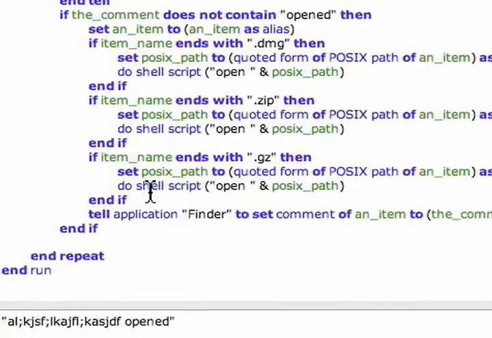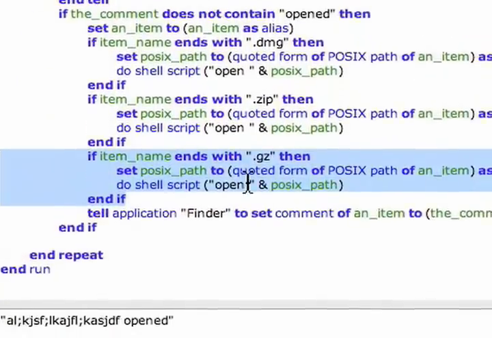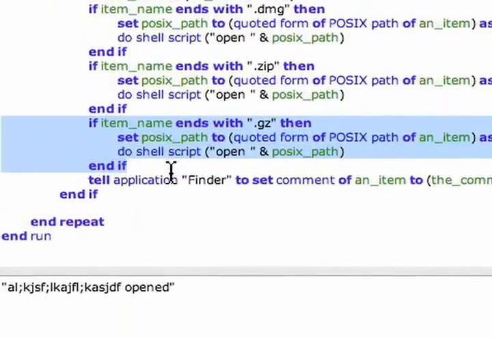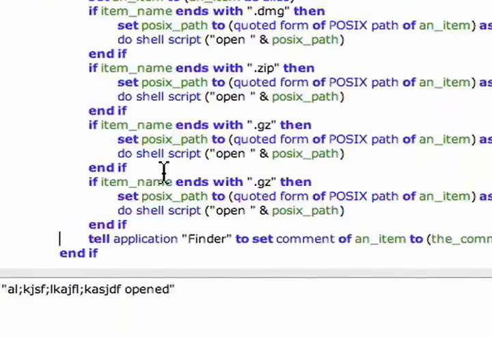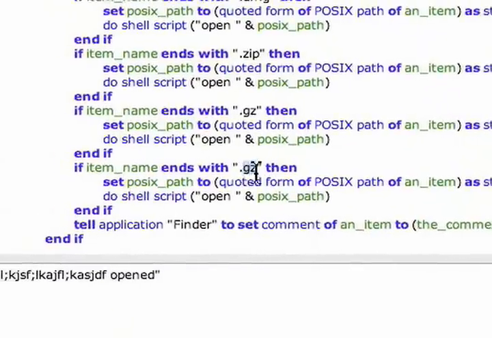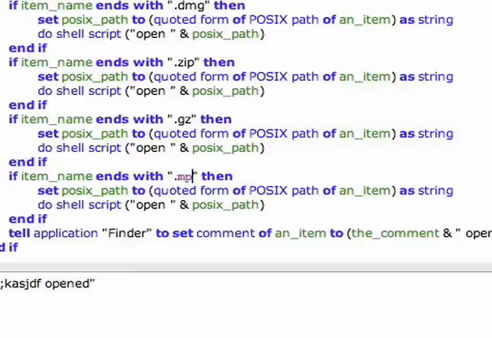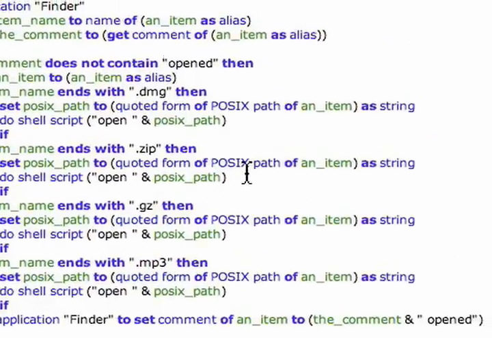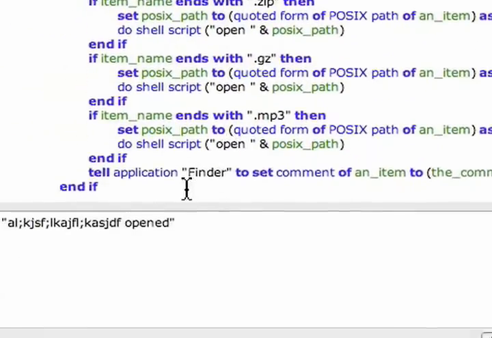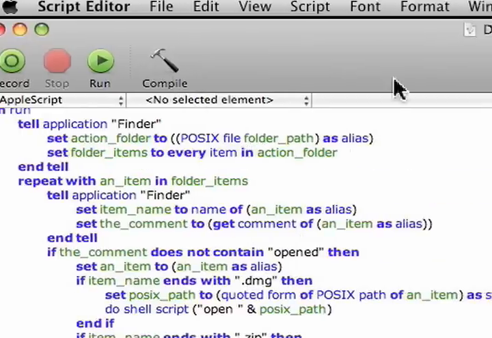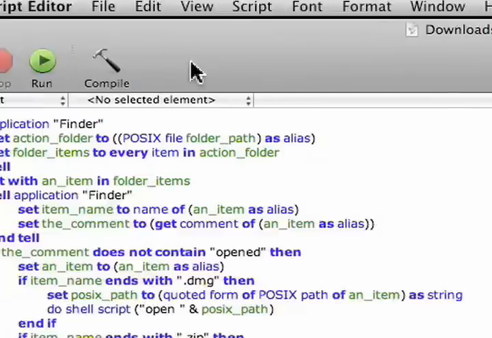If you want to add file types, say we want to add an MP3 file type, just copy that part right there, paste it in, and edit the GZ to the file type you want. So we'll do MP3, and we'll save. And now it'll open any MP3 files. Now that that's all done, make sure you save it, quit it, and now what we want to do is we'll move it to our folder actions script folder.